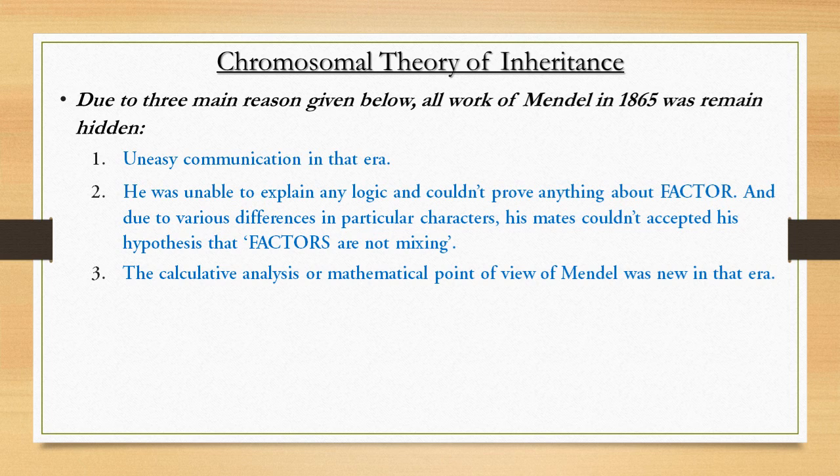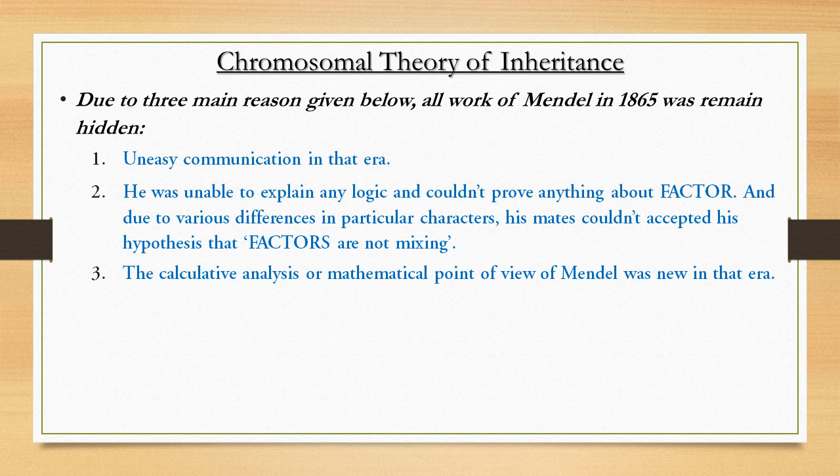Number two, he was unable to explain any logic and couldn't prove anything about the factors which he said are responsible for inheritance. He could not make others understand the mechanism of how the factor is inherited from one generation to the other. And due to various differences in particular characters, his peers couldn't accept his hypothesis that factors are not mixing with each other.